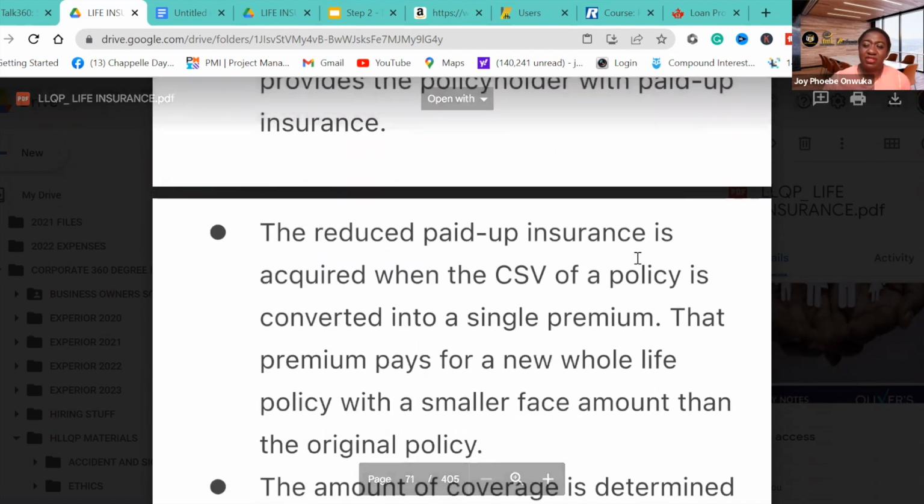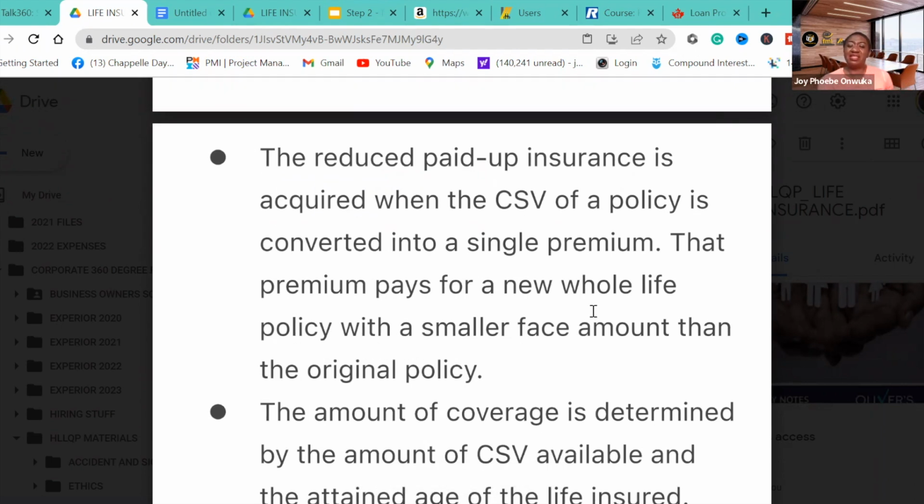All right. Now, the reduced paid up insurance is acquired when the cash surrender value of a policy is converted into a single premium. Let's say you have 100,000 in your cash surrender value, and this 100,000 is a one-time paid up coverage for 500,000. So you can use that 100,000 to pay up for additional 500,000 coverage, bringing your coverage to 1,000,000 if you had 500 before.